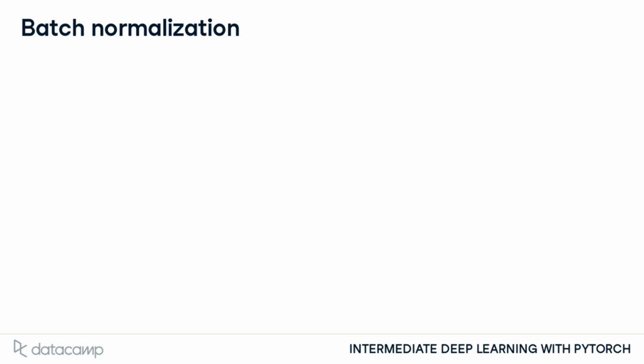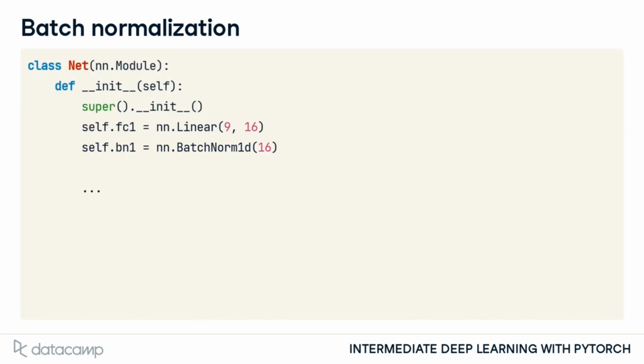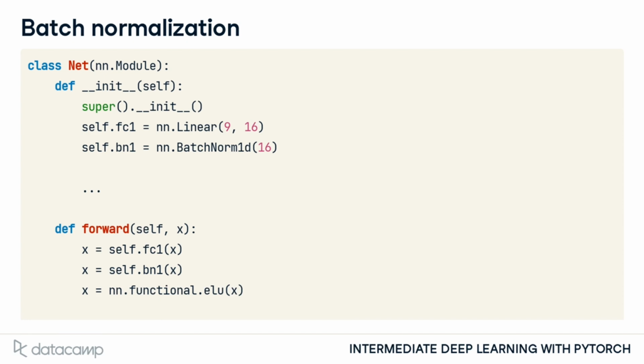To add batch normalization to a PyTorch model, we must define the batch norm layer using nn.BatchNorm1d in the init method. Here we call it bn1. We pass it the input size, which needs to be equal to the preceding layer's output size, in this case 16. Then, in the forward method, we pass the linear layer's output to the batch norm layer and pass the result to the activation function.